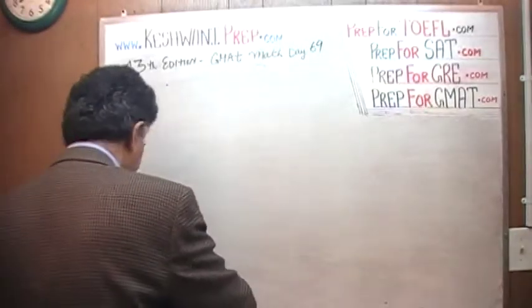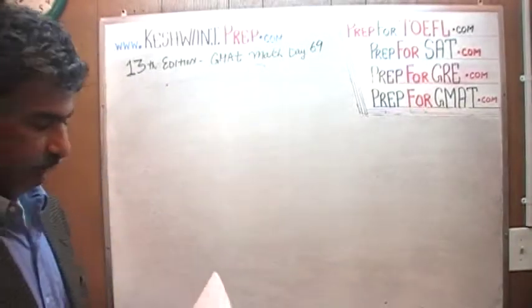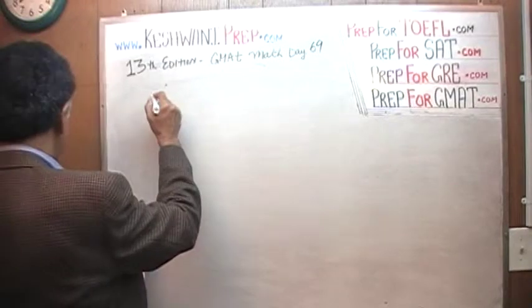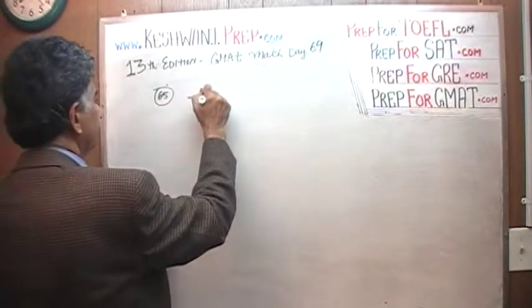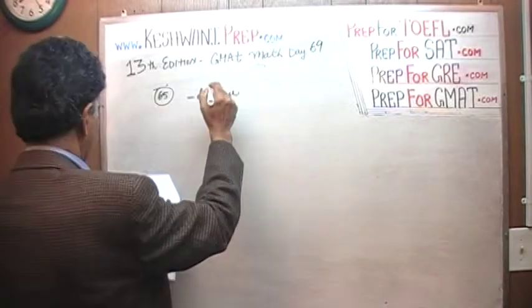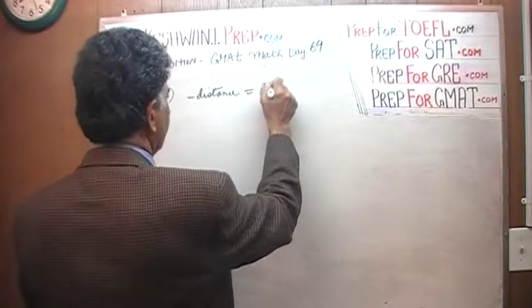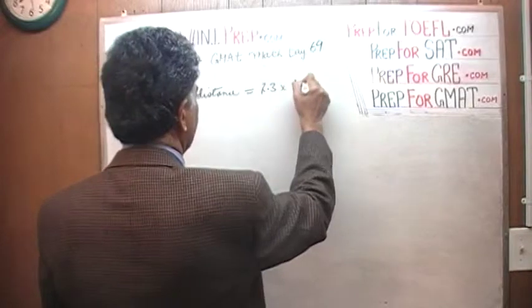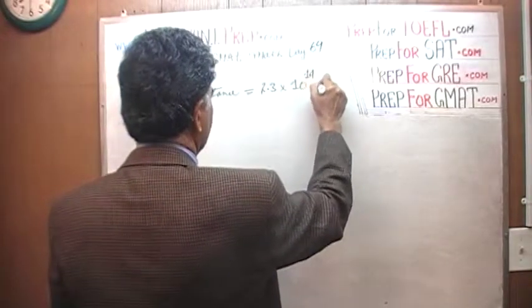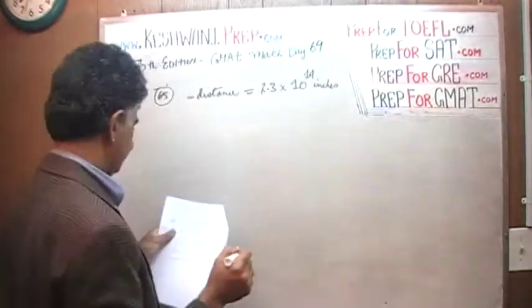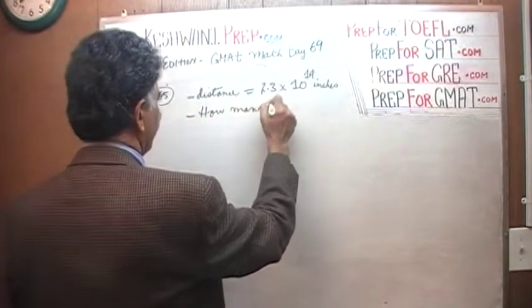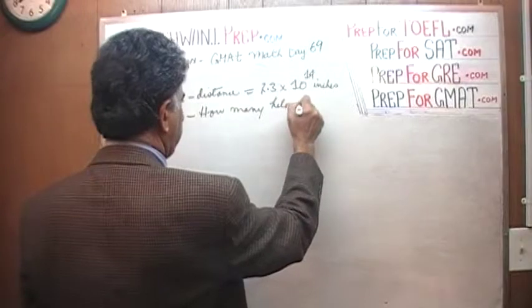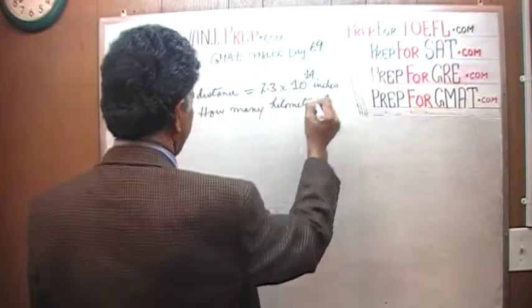Alright. Number 65, as I said, they're just trying to see if we understand the concept of exponents. So we are told that the distance between the sun and some planet is 2.3 times 10 raised to 14 inches. Question is, how many kilometers is that?